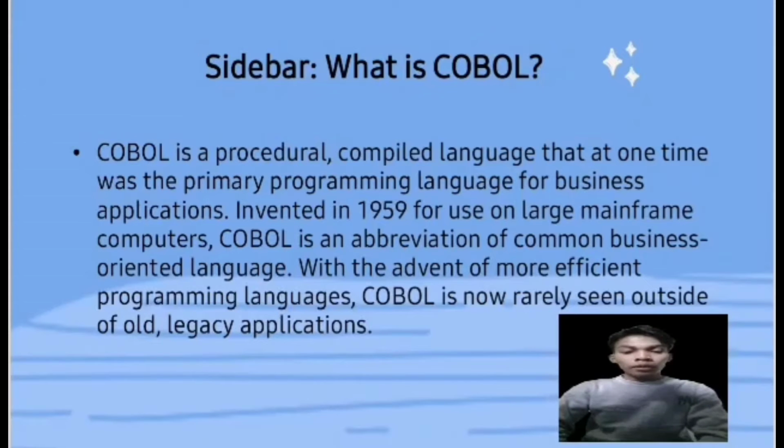Good morning, sir. My report is about the sidebar, what is COBOL. COBOL is a procedural, compiled language that at one time was the primary programming language for business applications. Invented in 1959 for use on large mainframe computers, COBOL is an abbreviation of Common Business Oriented Language. With the advent of more efficient programming languages, COBOL is now rarely seen outside of old legacy applications.